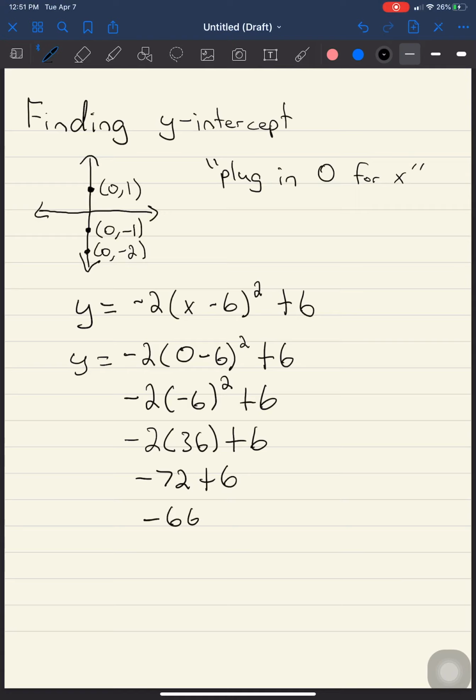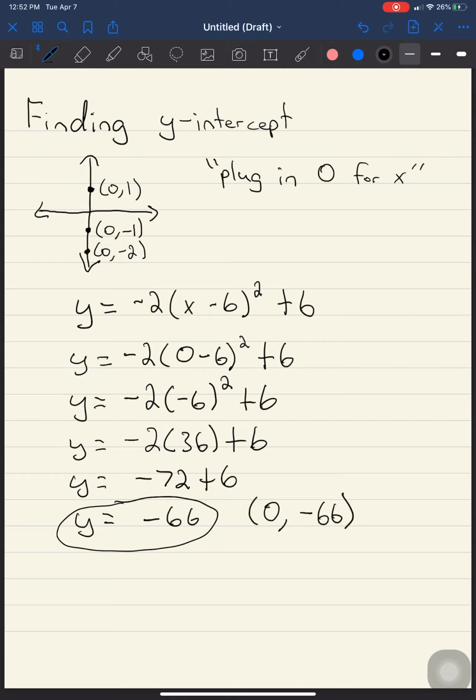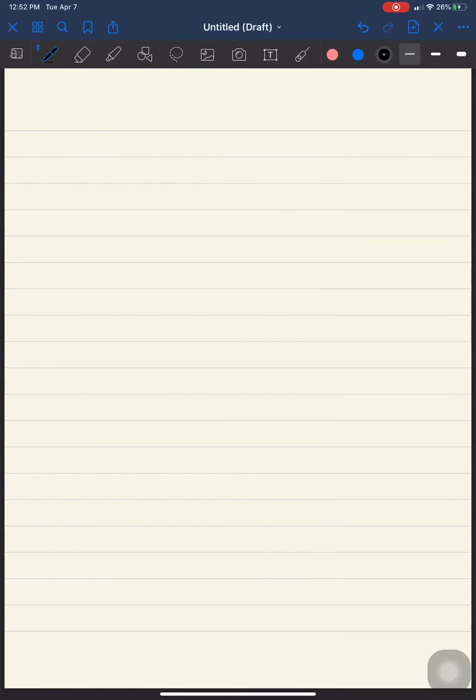Negative 72 plus 6 should give me negative 66. Now this whole time, it's the same thing as having y equal to the whole way down. So we have y is equal to negative 66. And if we wanted to write that as a coordinate, we would write it as 0, negative 66. So that's how we're going to find a y-intercept. So real quick, let's go to another page and we will have you solve one on your own.